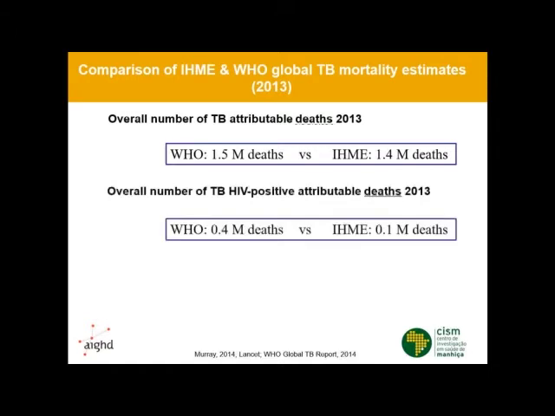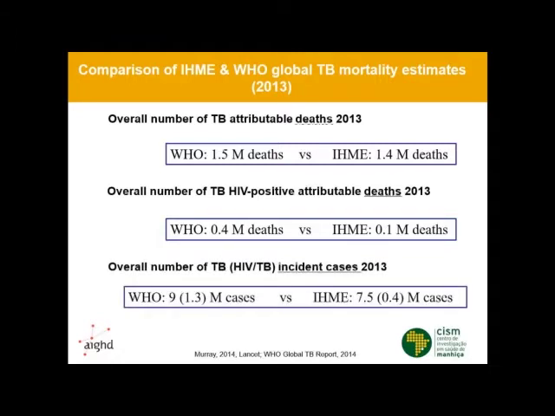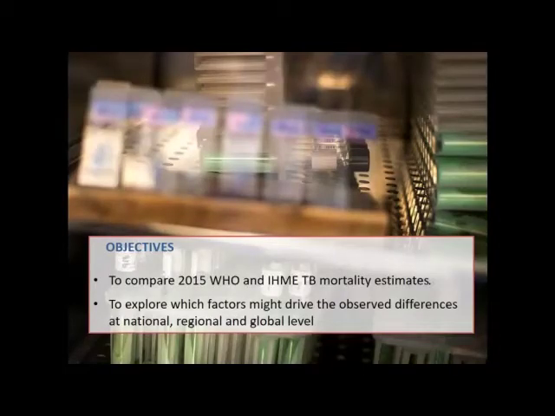If we stratify by HIV status, we already see some differences. The WHO estimated 400,000 deaths among TB HIV positive cases, and the Institute of Health Metrics 100,000. These differences are not only in mortality, but also in incidence, where the WHO for that year estimated 9 million incident cases and the Institute of Health Metrics 7.5. So the objective of this study was to compare the mortality estimates by WHO and IHME for the year 2015, and also to explore which factors might drive the observed difference at national, regional, and global level.